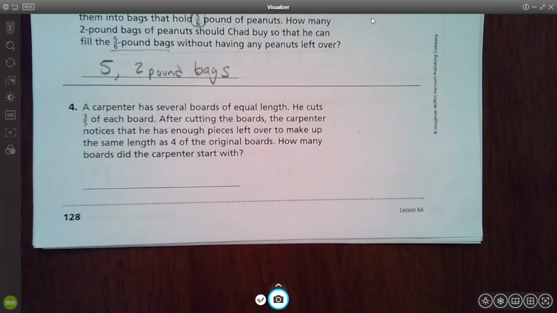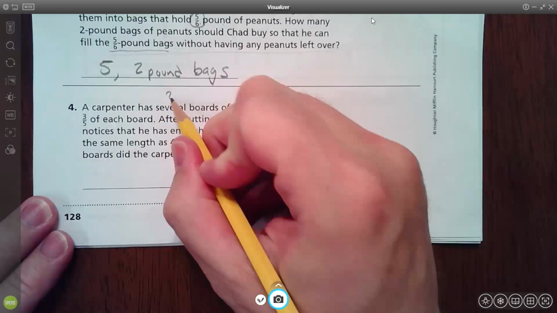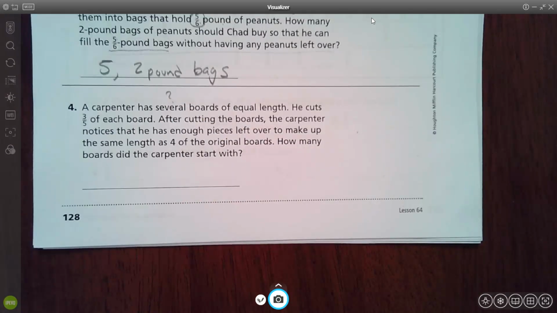Here's a carpenter. A carpenter's job is to cut and saw and build stuff. A carpenter has several boards, so he has a mystery number of boards, and that's what we're going to probably find out at the end, of equal length. He cuts 3/5 of each board. We're going to assume that means he cuts 3/5 off of each board, right? After cutting the boards, the carpenter notices that he has enough pieces left over to make up the same length as 4 of the original boards. How many boards did the carpenter start with?